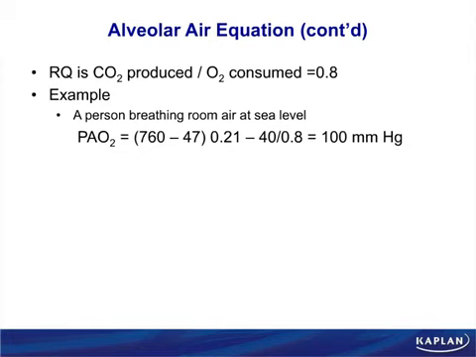Why do we use for a textbook alveolar PO2 100? Because if we use normal numbers, the alveolar air equation says it's going to be 100. Hopefully that makes good sense for you. We'll talk about diagnoses of hypoxemias later, but don't forget the alveolar air equation because we're going to utilize that in our diagnosis.